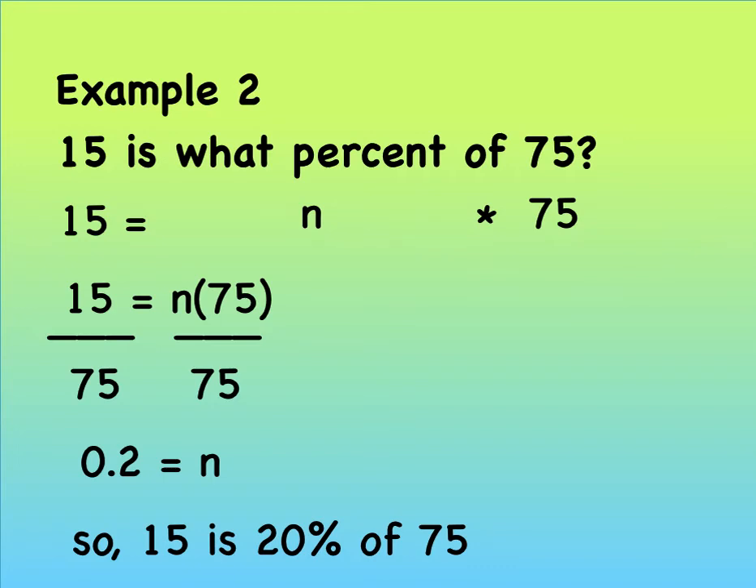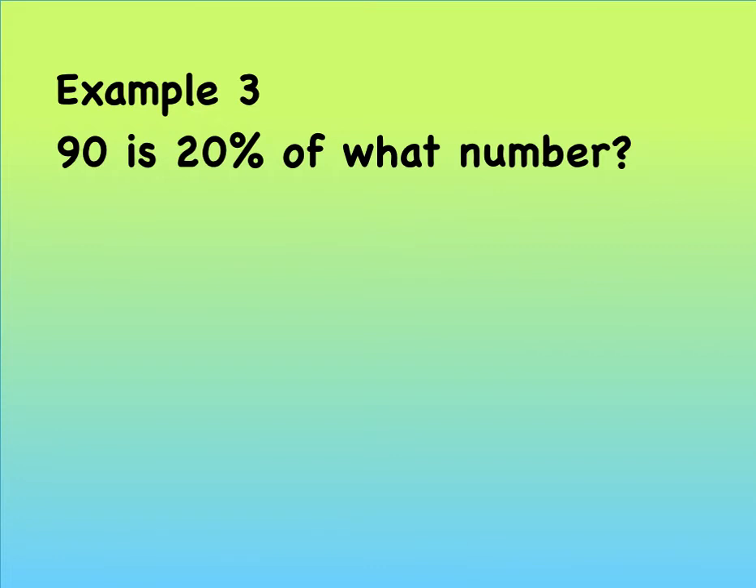Let's try one more together. 90 is 20% of what number? Pause the video and try to set up an equation. Let's see how you did. 90 is equal to 20%, or 2/10, multiplied by what number? N, our variable.